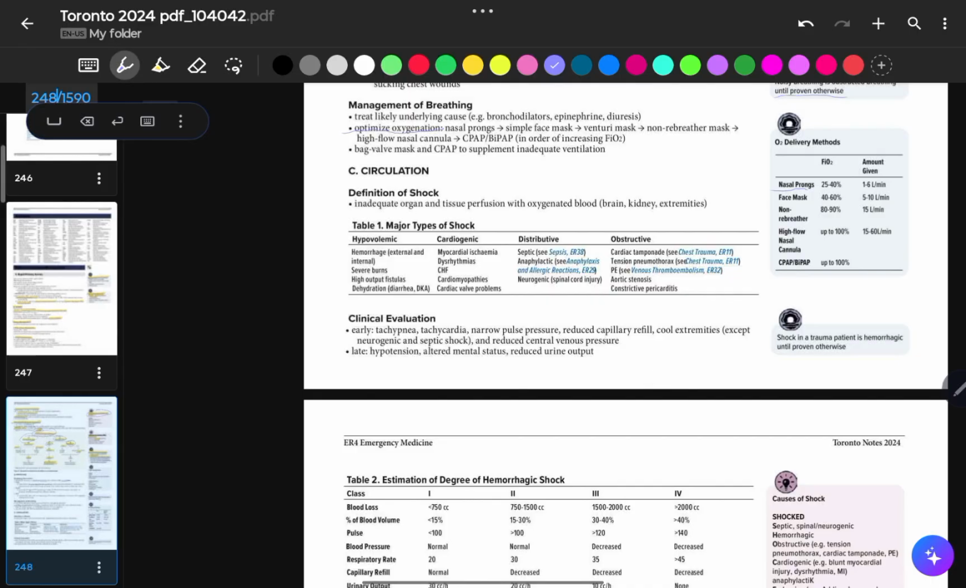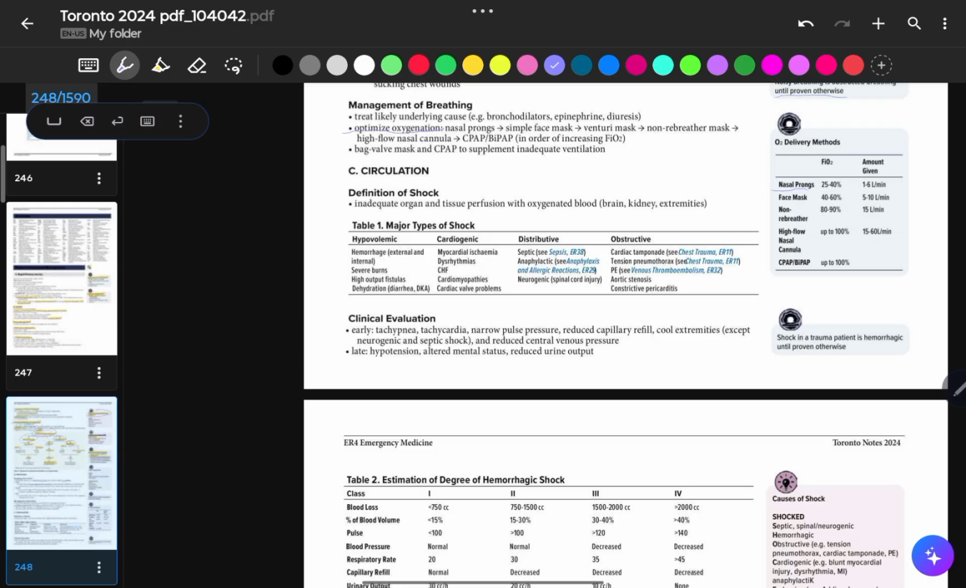So C, circulation. The definition of shock is inadequate organ and tissue perfusion with oxygenated blood. So you're unable to perfuse; you have low oxygen blood to perfuse your organs like the brain, the kidney, and your extremities. We have 4 major types of shock. First one is hypovolemic shock. Then you have cardiogenic shock, distributive shock, then your obstructive shock.